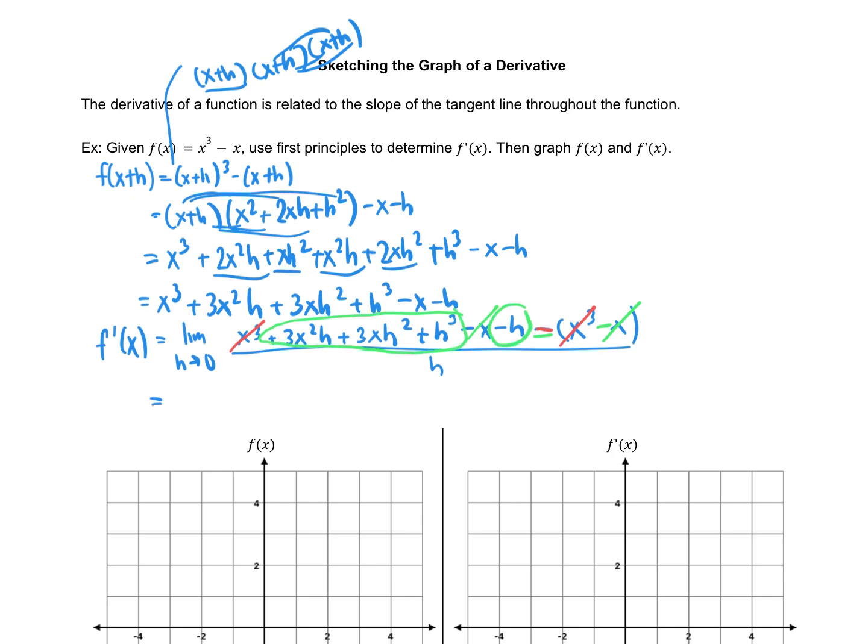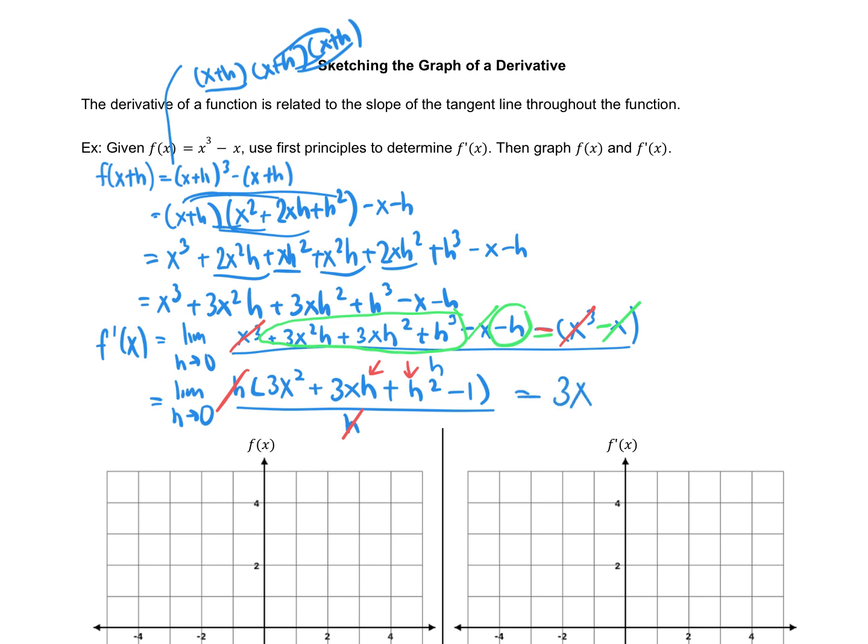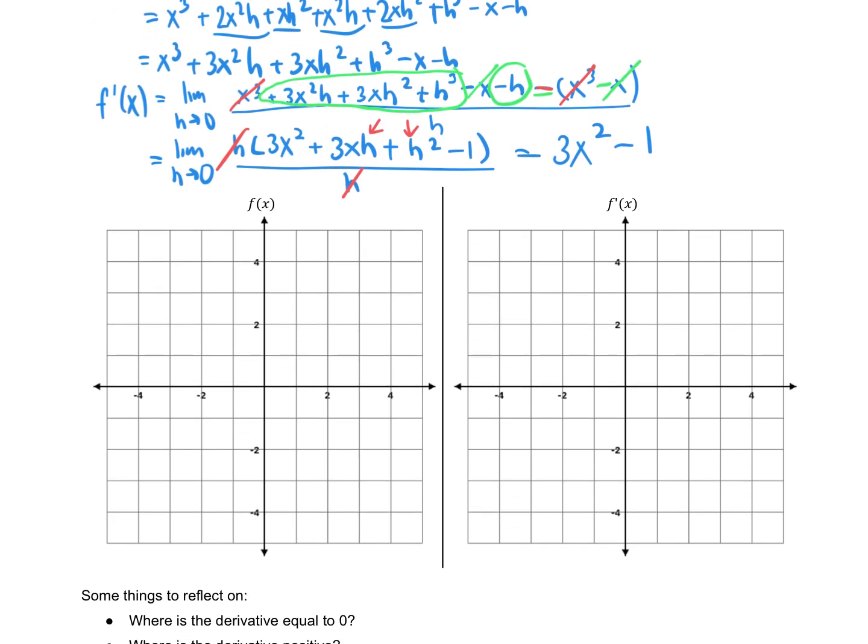They all have an h in common, so I'm going to factor that out, and we're left with 3x squared plus 3xh plus h squared minus 1 all over h. The h's cancel, and then if I sub in 0 for this h and this h, our derivative is just 3x squared plus 0 minus 1. So I'm going to graph f at x, and I'm going to graph its derivative and then make some observations.